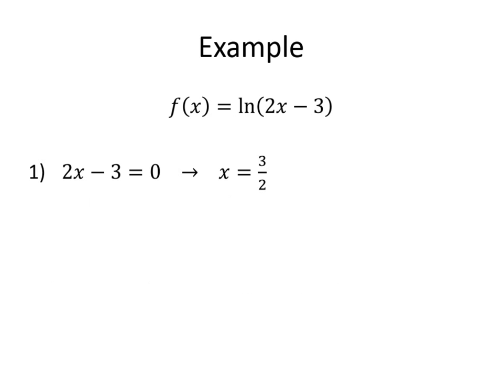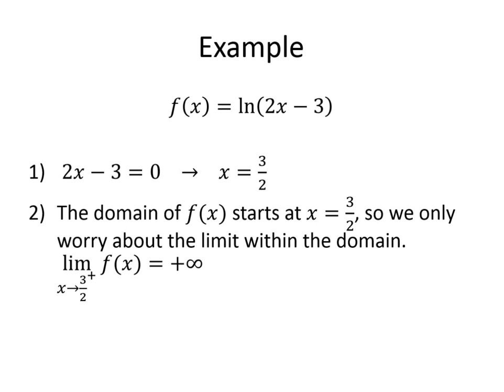All right, so for logarithmic functions, we need to ask, when is the expression inside of the logarithm going to be equal to 0? Here we solve, and we get that x is equal to 3/2. We look at the domain of the function. Remember that the thing in the logarithm can only be positive, so the domain starts at x equals 3/2 and goes all the way to positive infinity. What that means is that we only need to worry about the limit as we come into the value 3/2 from the positive side of the number line.